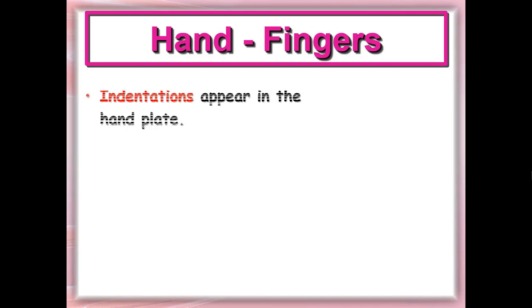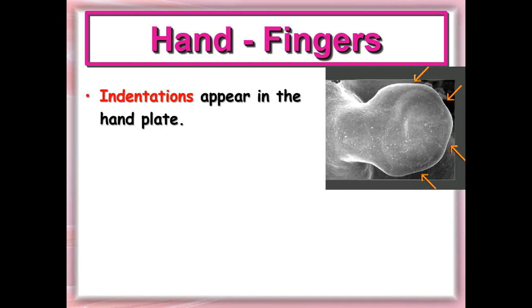Then let's move to the hand plate or the foot plate, where the fingers appear. So this is the flattened hand plate here, and the first formation of the fingers is by the appearance of indentations that appear at the hand plate, and the indentations are where these arrows point.